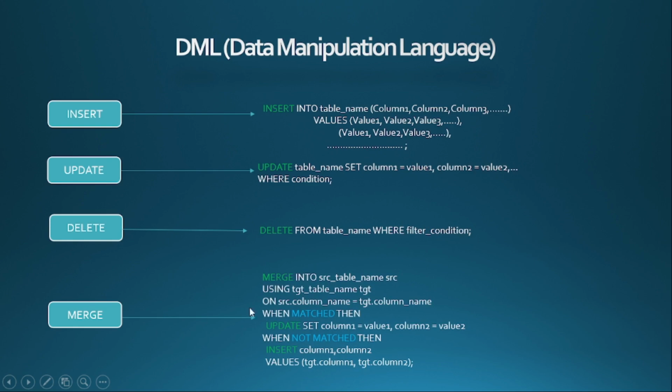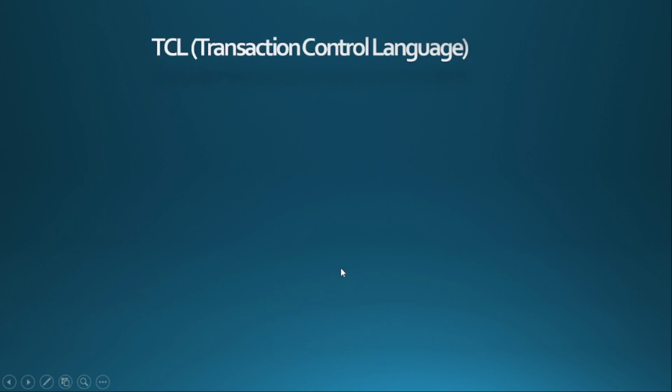This is the MERGE script syntax: MERGE INTO target table name USING source table name, and we are going to do the join here. When matched, we are going to update the specific columns. When not matched, we are going to insert the data into those particular columns. This is the MERGE syntax. Don't worry, we will see the practical session in the next sessions.